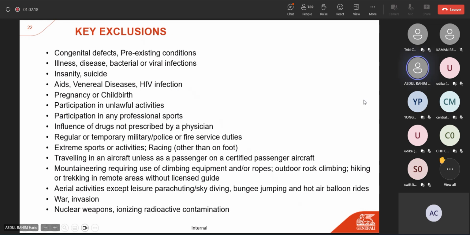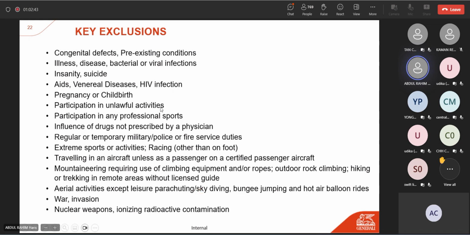Key exclusion, yep. So we just want to share these are the key exclusions on the policy. Obviously, congenital defects, it means defects from birth, any pre-existing conditions will not be covered. I mentioned about illness, insanity, suicide are also excluded. AIDS, anything to do with pregnancy and childbirth is also excluded.